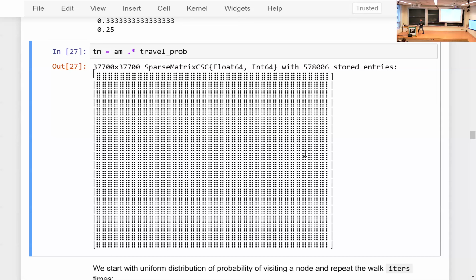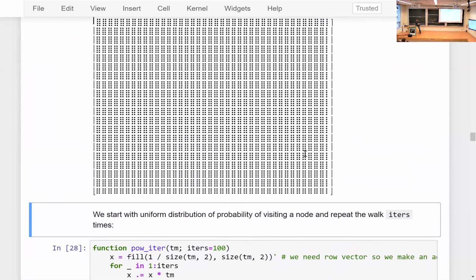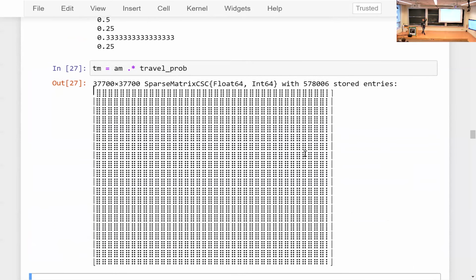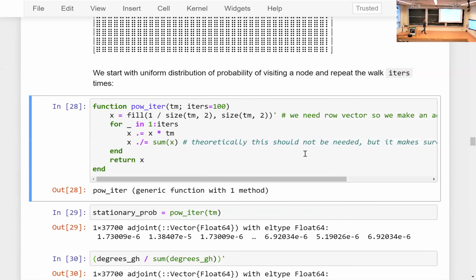So I have this sparse transition matrix. What is a transition matrix? A transition matrix is a matrix whose row tells me with what probabilities I move from one point to another point, and this probability is uniform over all neighbors. And the fact that it's uniform will lead to the fact that higher degree nodes will be visited more often. So now let us do the same as we did with simulation, but with numerical computation.